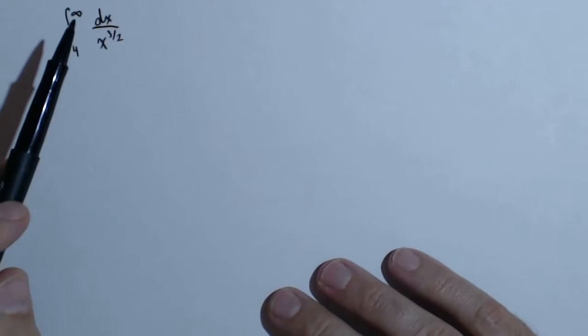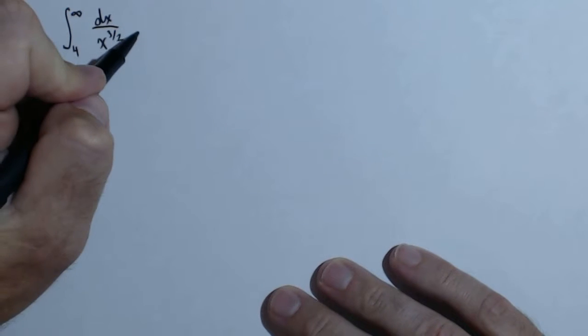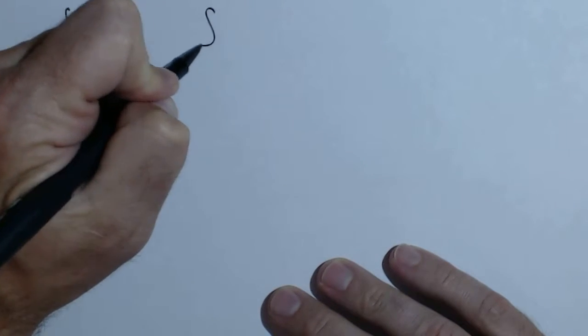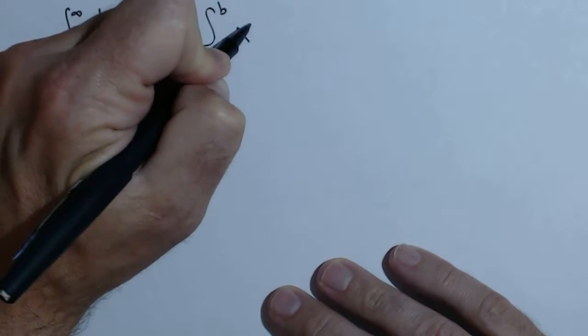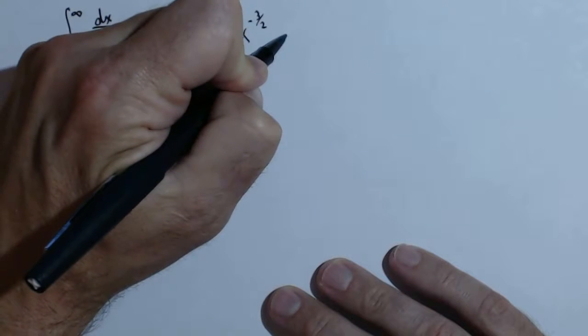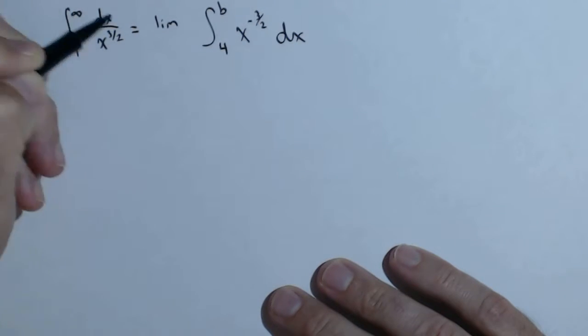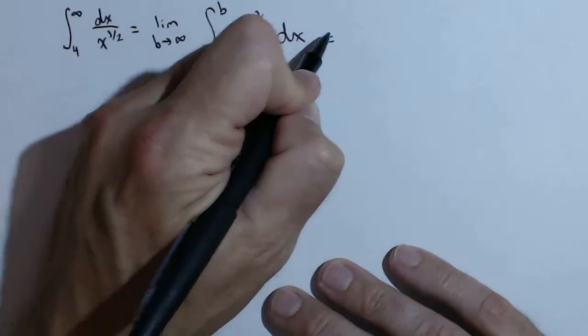So we're going to calculate the improper integral from 4 to infinity of dx over x to the 3/2. And first thing we do is we rewrite it as a proper integral. So we're going to go from 4 to, let's say, b. I'm going to write this as x to the minus 3/2 because it is going to involve taking the antiderivative. And then to handle the infinite limit, we're going to do the limit as b goes to infinity.